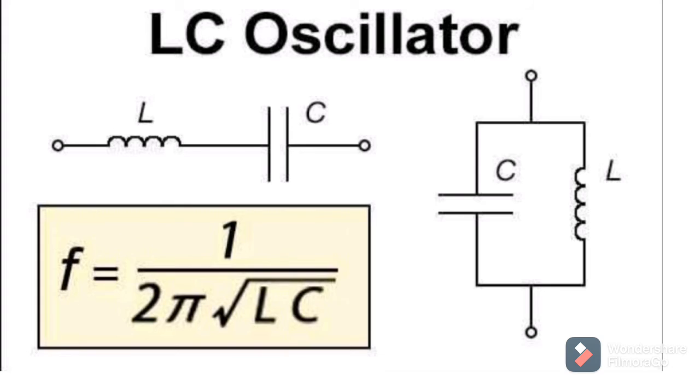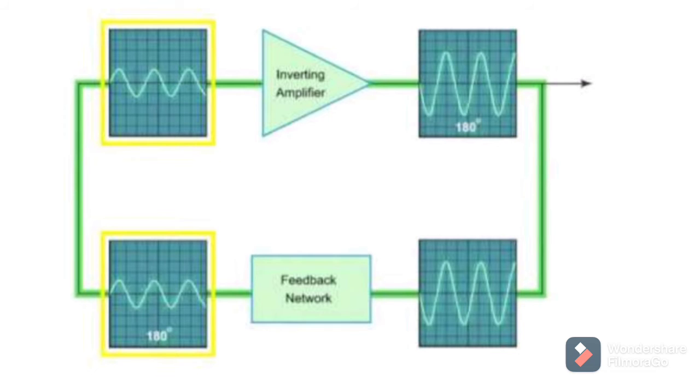G is equal to A divided by 1 plus A beta, where A is the voltage gain of the amplifier and beta is the gain of the feedback network. Here, if A beta is greater than 1, then the oscillation will increase in amplitude, while if A beta is less than 1, then the oscillation will be damped. On the other hand, A beta equal to 1 leads to oscillations of constant amplitude.